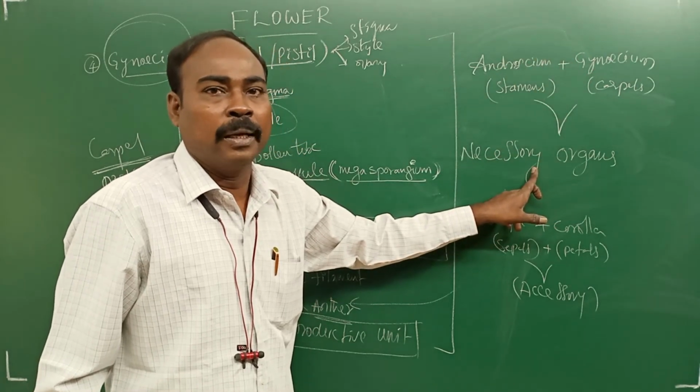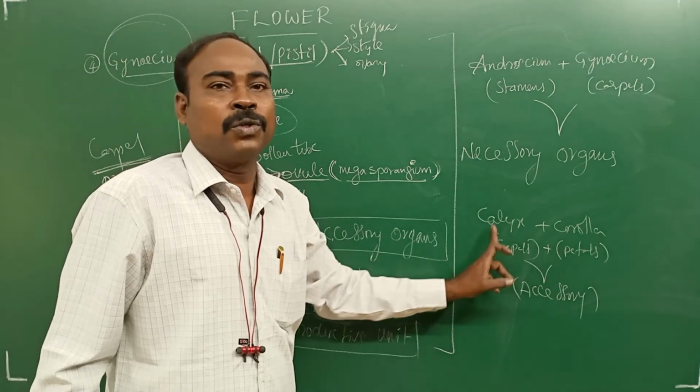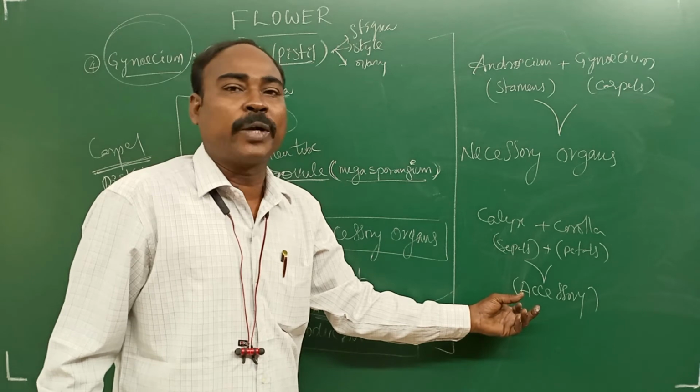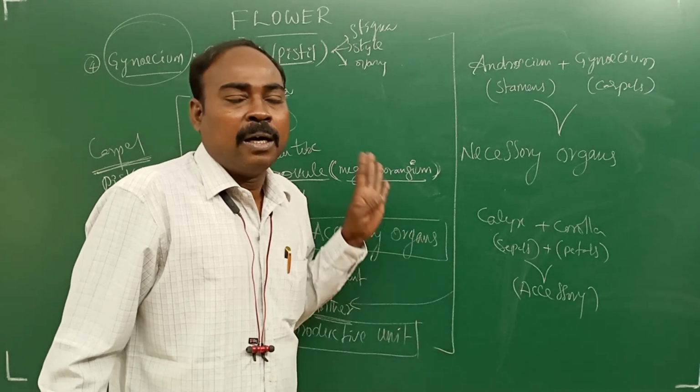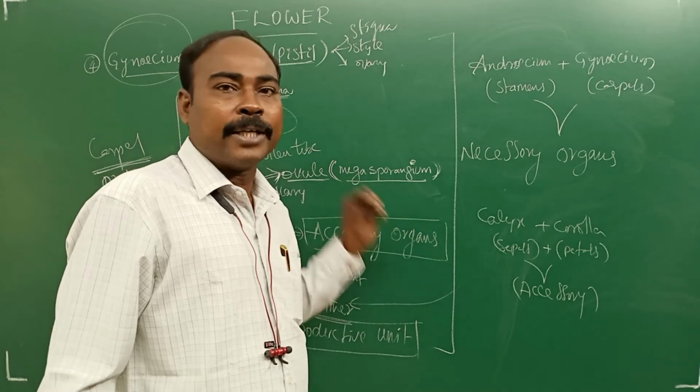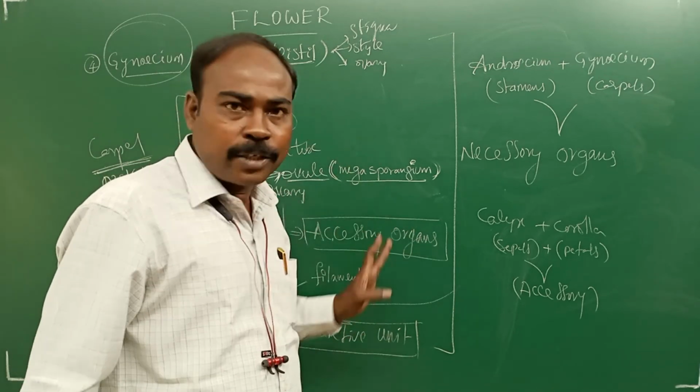The third and fourth whorls are necessary organs. The first and second whorls are useful for protection and attraction, so they are called accessory or supporting organs. That is the four modified leaves consisting in a typical angiospermic flower.